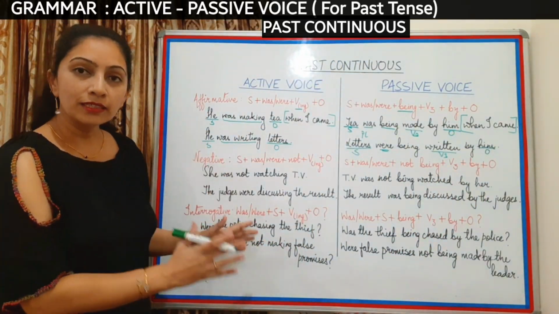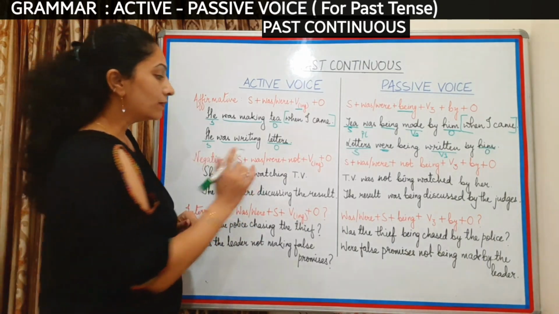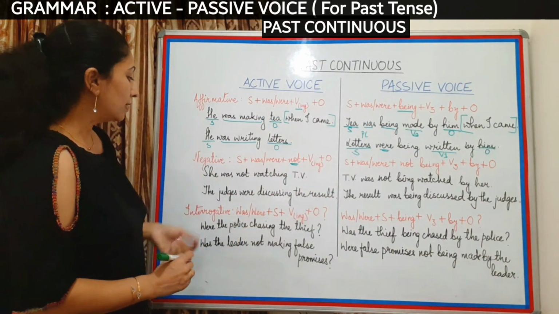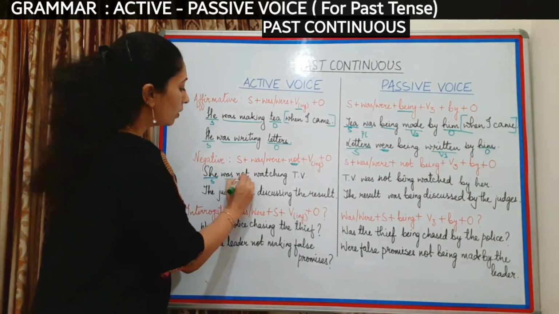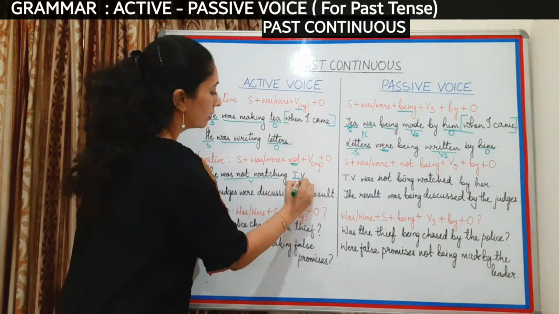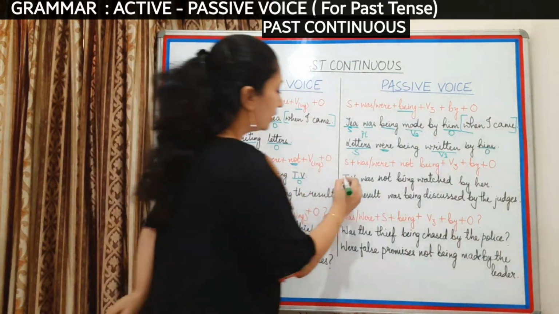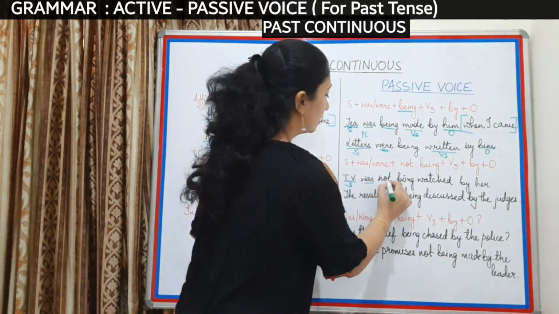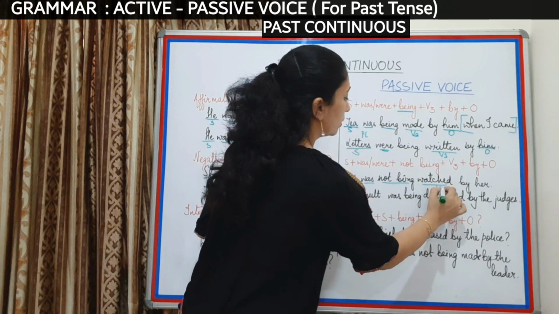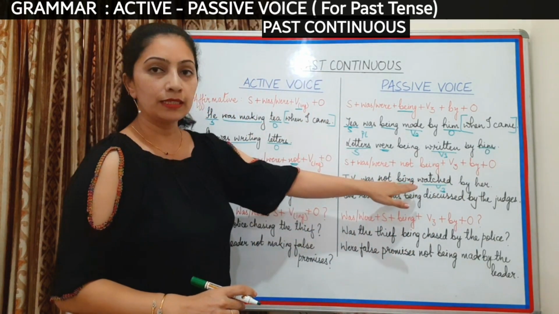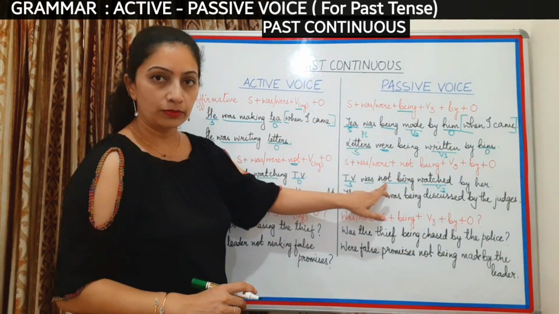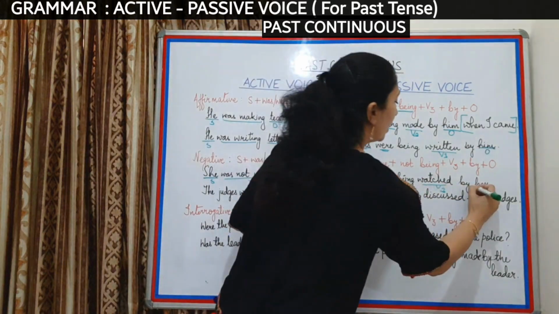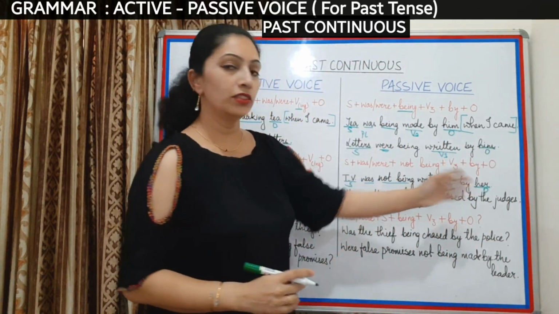Next, now let's look at negative sentences. For negative sentences, we will use the word not between the helping and the main verb. So let's start. She was not watching TV. Now let's change the positions here. In passive, it will be TV as subject and was not being watched. So watched will be in the V3 form preceded by being and the negative word not. Before this, we have the helping verb. And then by her is the new object.